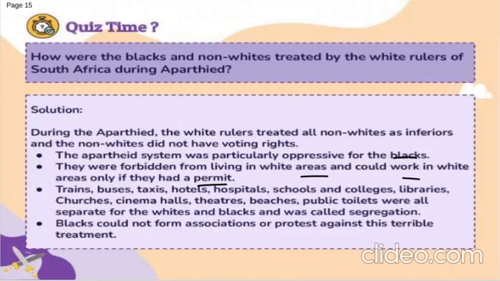Places like trains, buses, taxis, schools, colleges, libraries, almost everything was separated for the whites and blacks. That process was known as segregation. So all these things were separated. Basically all the facilities of the people were taken away and separated. For whites only, these places only whites will go, these places only blacks will go. That was segregation. And blacks could not form an association or protest against this terrible treatment. They were oppressed and couldn't do anything.